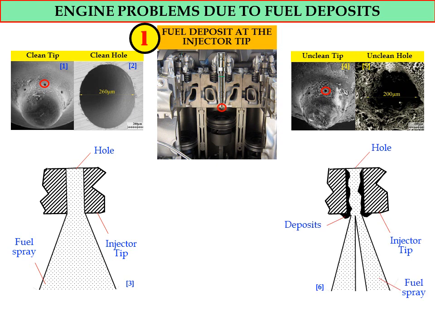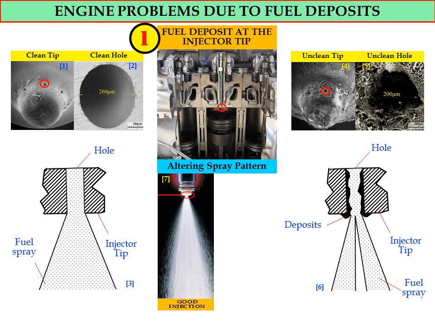If you want to know how the deposit layer forms in the holes, the schematic diagram in figure number 6 shows the features of deposit at the injector tips and also at the inner surface of the injector holes. Due to the formation of the deposit layer on the inner surface of the injector holes, this will alter the spray pattern. Figure number 7 shows the good injection or good spray pattern.